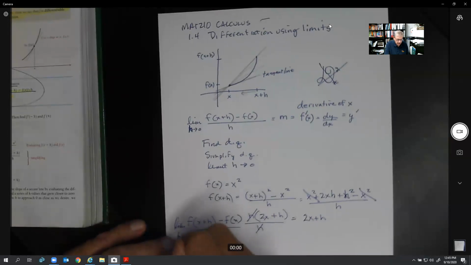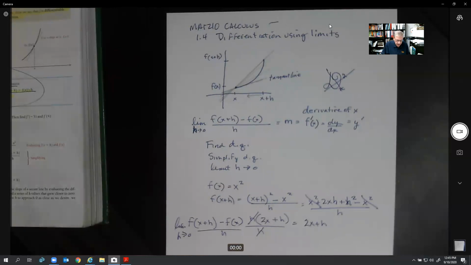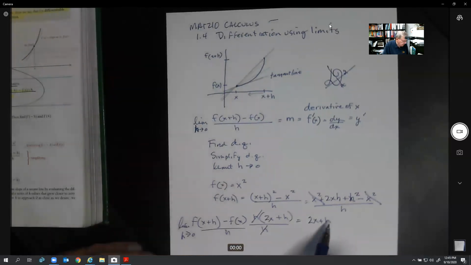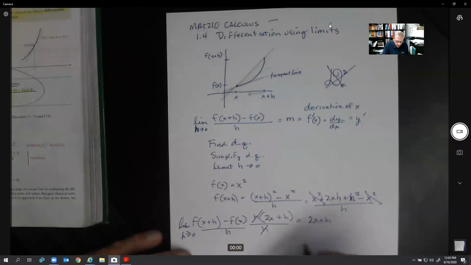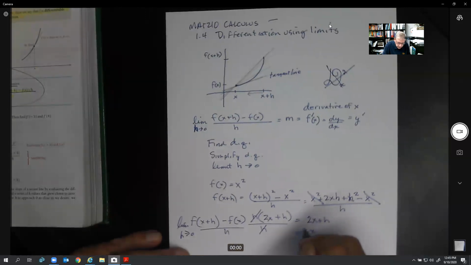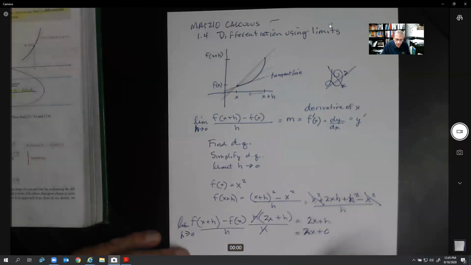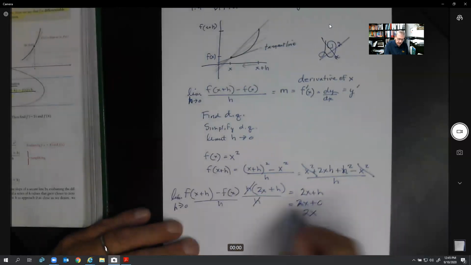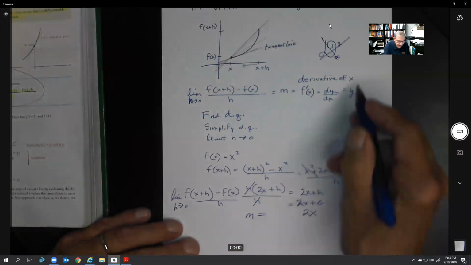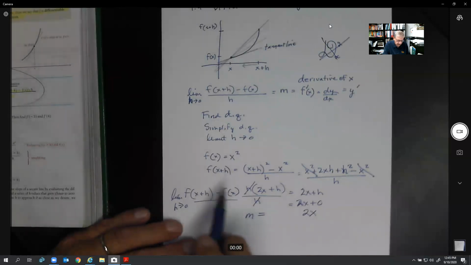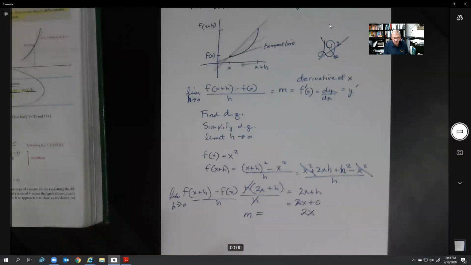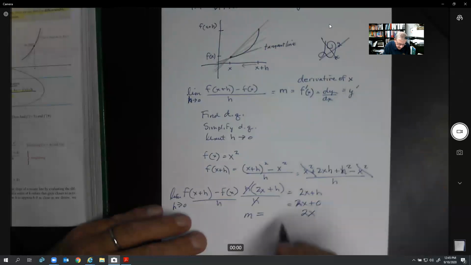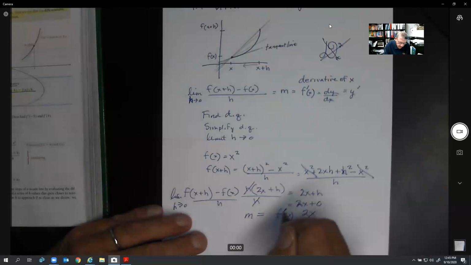Now, what we're going to do at this point is we're going to take the limit as h approaches 0 of this function. So what that's basically saying here is we're going to let h equal 0. And that's going to give us 2x. This is our slope, but at that point it's not a number, you see, it's a formula. And so we're going to designate it as a derivative, and we're going to put that f prime.